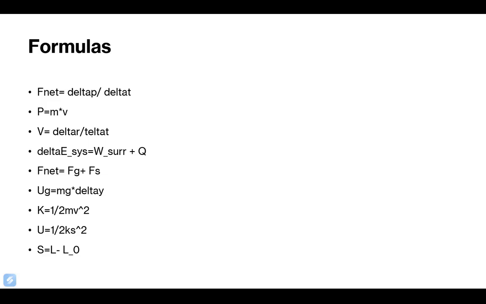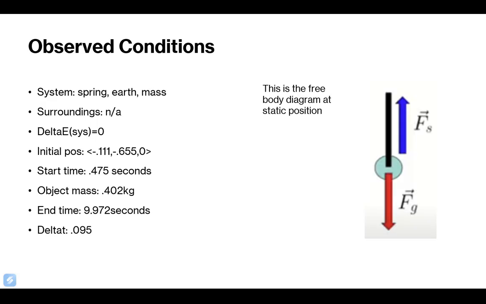Potential energy of gravity is mass times the gravitational constant times change in y. K, the kinetic energy, is 1/2 mv squared. Spring energy is 1/2 ks squared, and then to solve for s, you do L minus L naught.